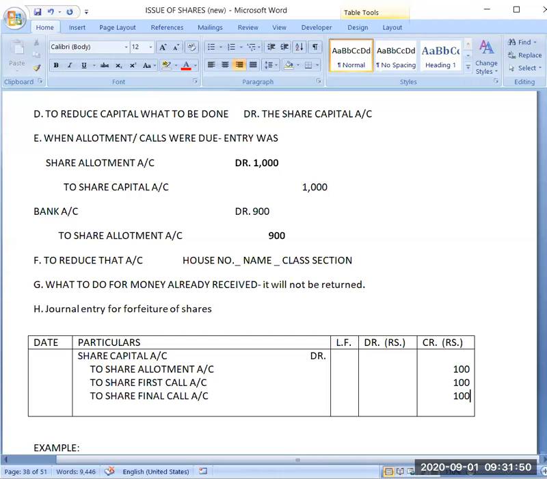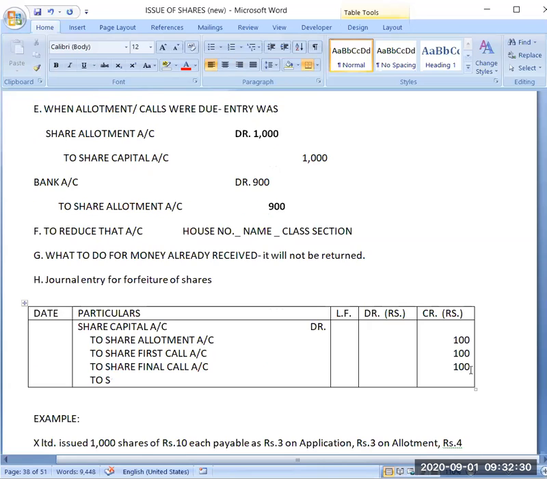So this journal entry is clear till here. Now suppose the person has not paid me allotment, he has not paid me first call, he has not paid me final call. What amount has he paid to me? Which installment has he paid to me? Can you name that? Yes, very good. So whatever I have received, that amount will not be returned. Keep it in mind, that amount will not be returned to the investor.